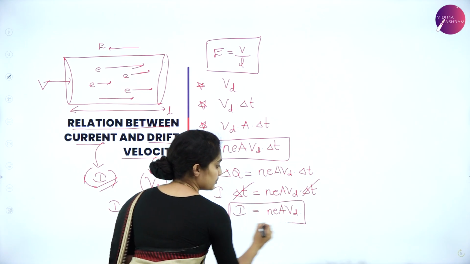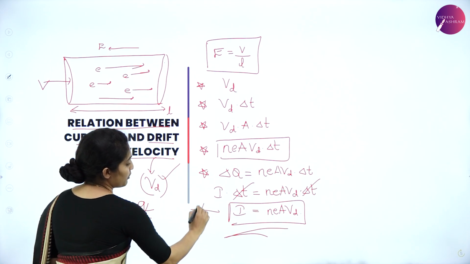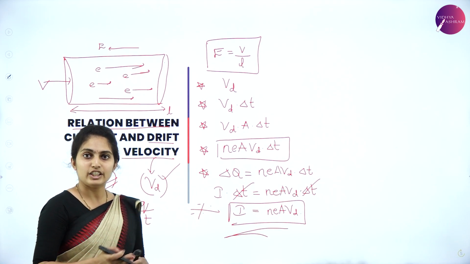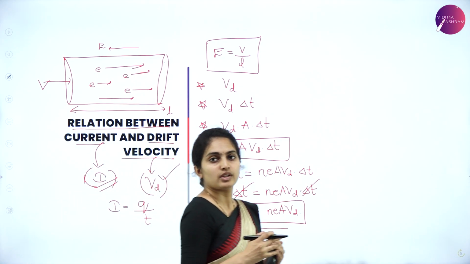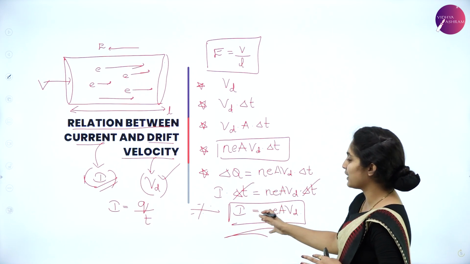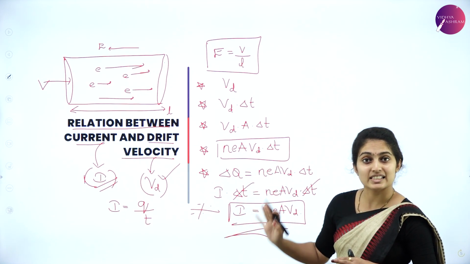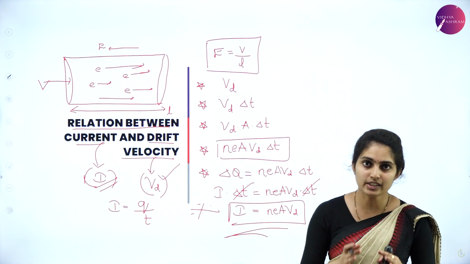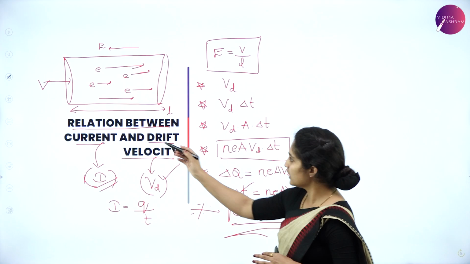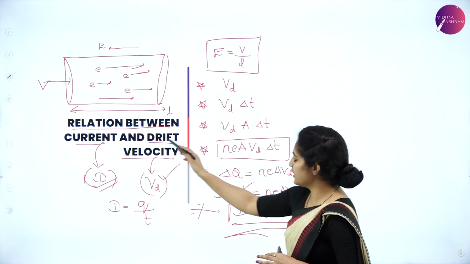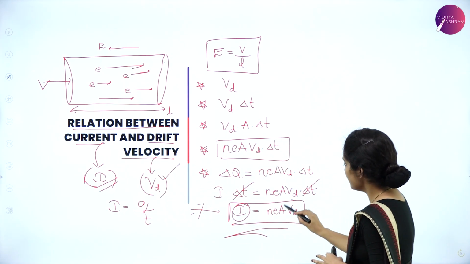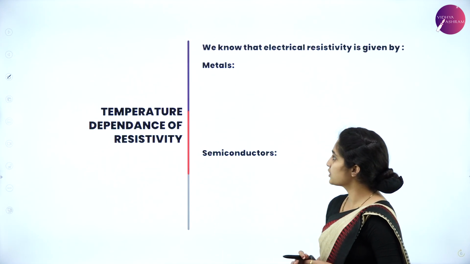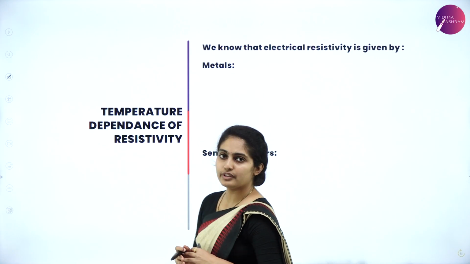So this is the concept we have, and this is one of the important equations as well as the derivation for your next set of numericals or objective types which are higher level. For all those things, this is very important. You should always remember the final equations in CBSE class 12. So here we have the relation between current and drift velocity. It's clear. Okay.